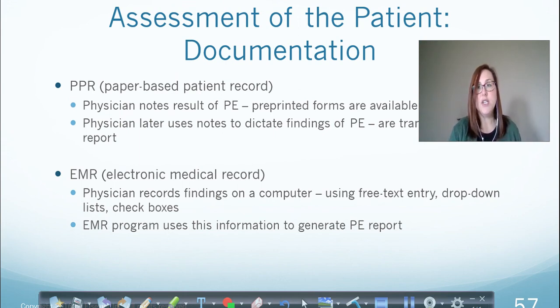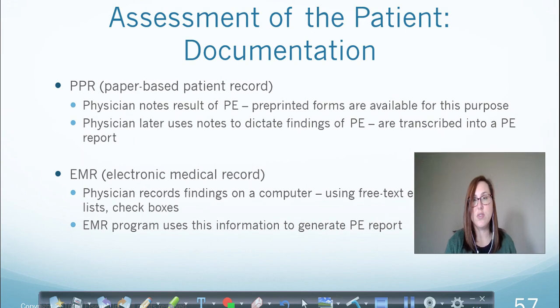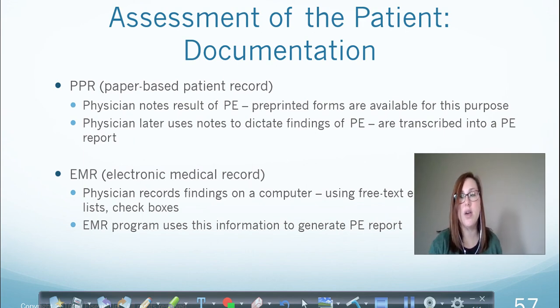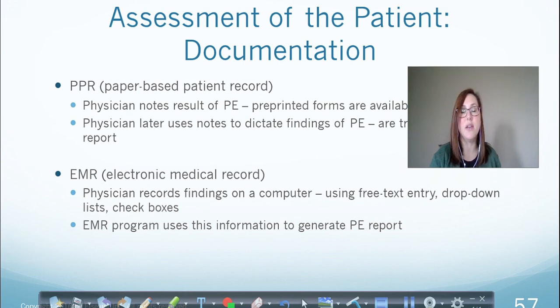So documentation on a patient: there's the paper-based patient record where the doctor notes the results. They might have pre-printed forms. You might see that a lot with a history and physical form on someone who's going to have surgery. The doctor will use that to later dictate the findings, or maybe the surgeon wants a copy of that information sent or faxed to whatever hospital they're going to have their surgery at.